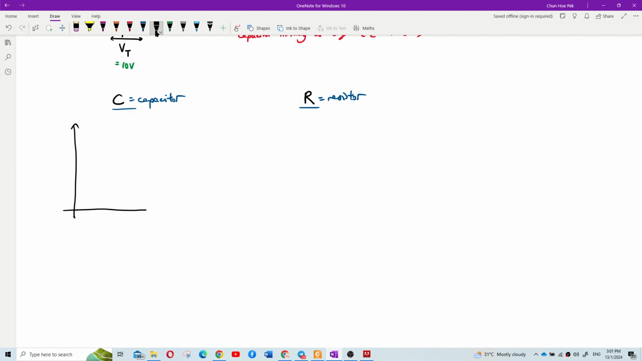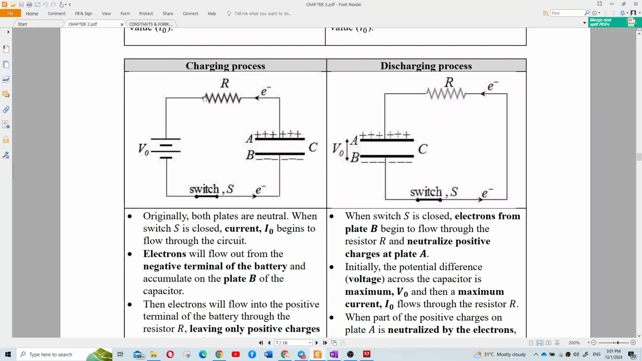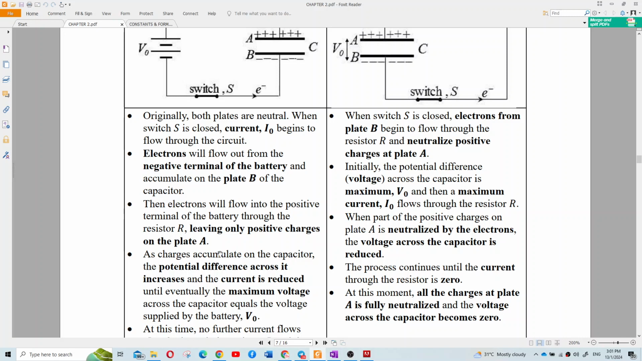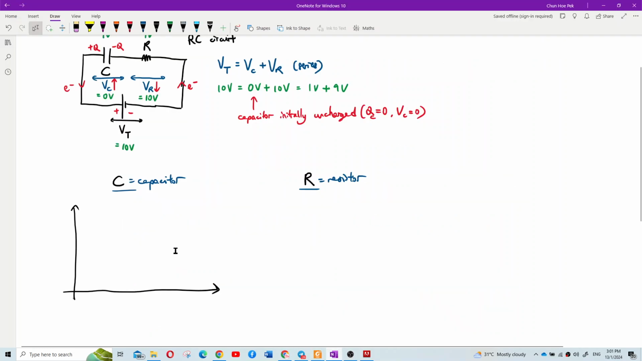What I'm sharing here is not really in the notes, because I'm teaching you something even more detailed. In the notes, he never discussed what happened to the resistor. He just discussed what happened to the capacitor. But what I'm teaching you is something extra. I also teach you what happened in the resistor. So I want you to see what happened.